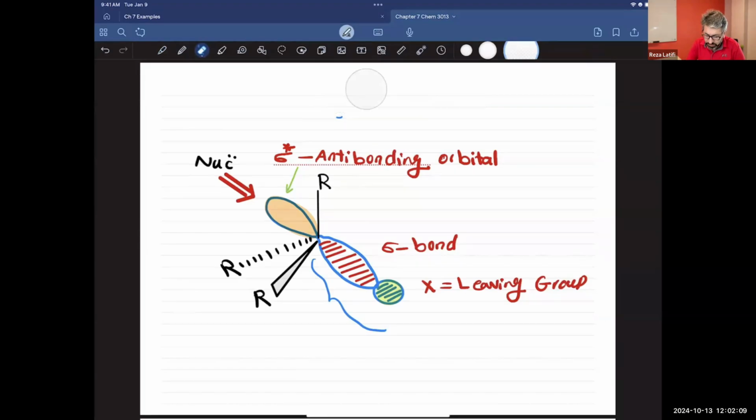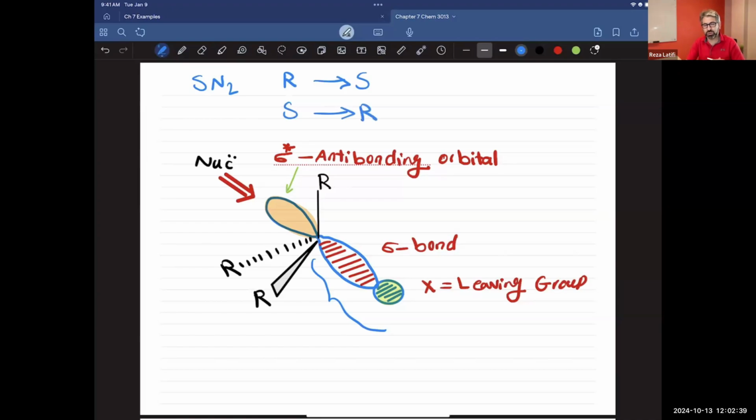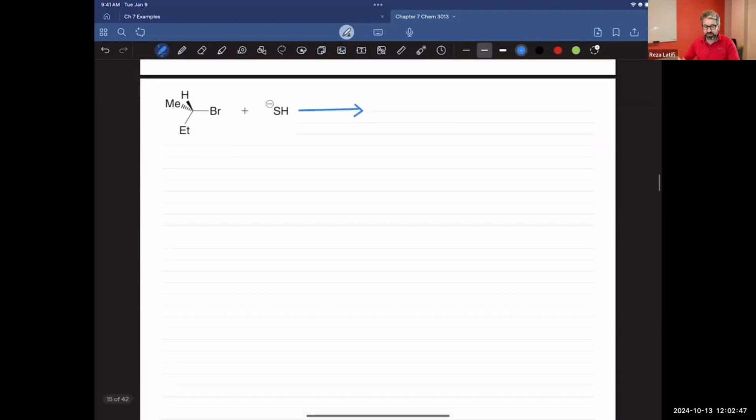If you reach the molecule from the back and make an interaction, that for sure is going to change the configuration of the stereocenter. If you have a stereocenter, the configuration will turn to the opposite. So keep this in your mind: in SN2, R configuration will turn to S, and S will turn to R. So if you start with R, you get S. If you start with S, you get R. Always respect this.